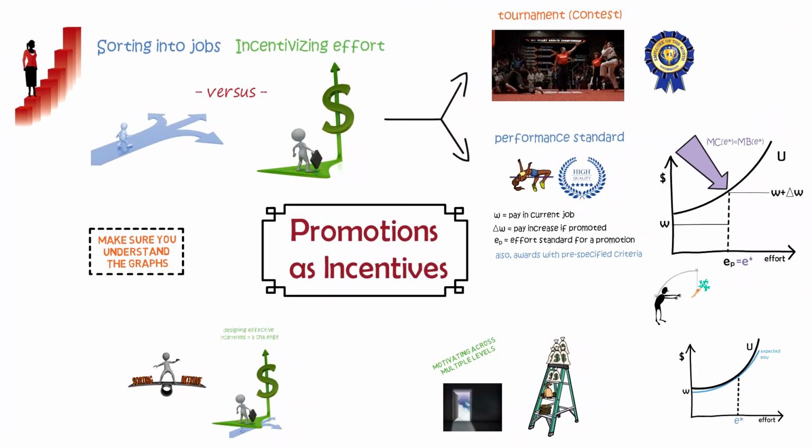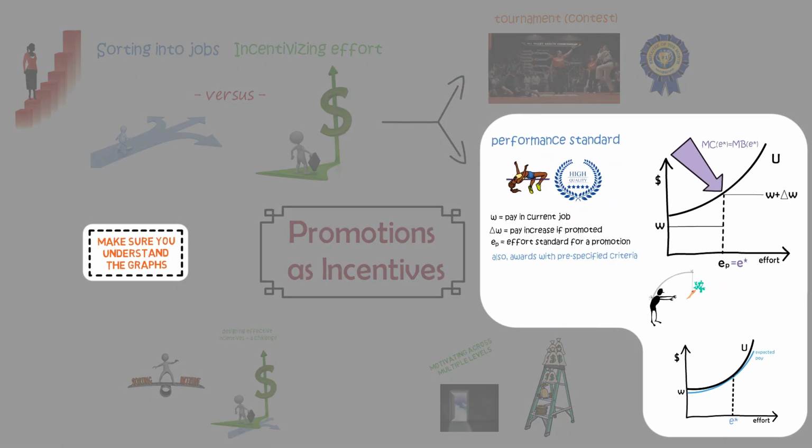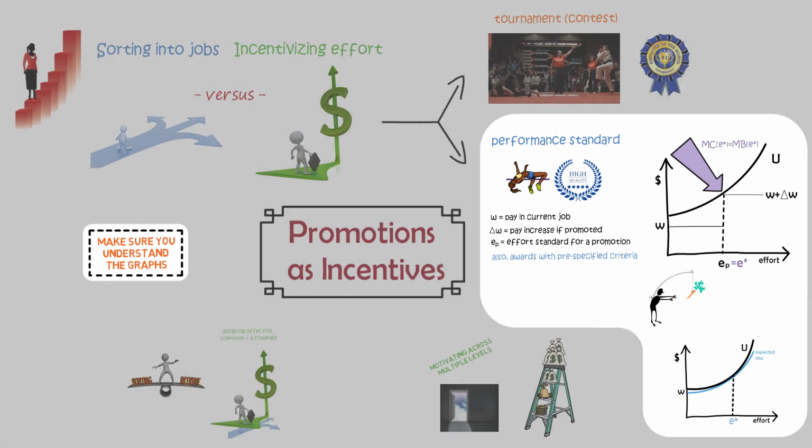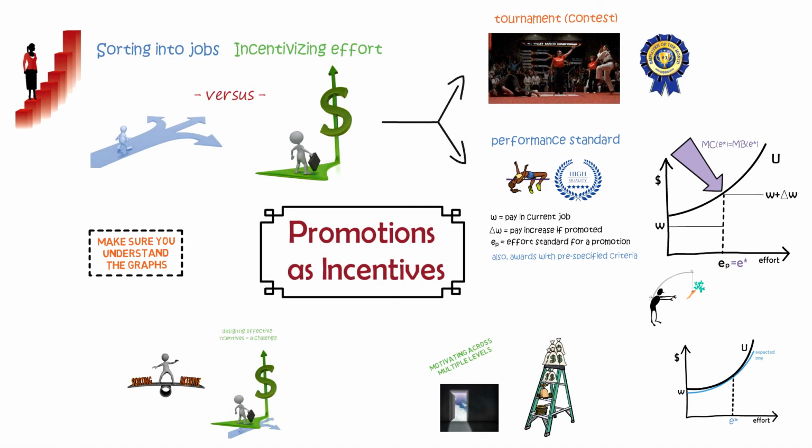In closing, note that the graphs apply to promotion systems via a standard. But the tensions between sorting and incentives, as well as thinking about motivating at multiple levels, apply to both types of promotion systems. In class, we'll look more closely at the motivational aspects and potential pitfalls of tournaments and contests.